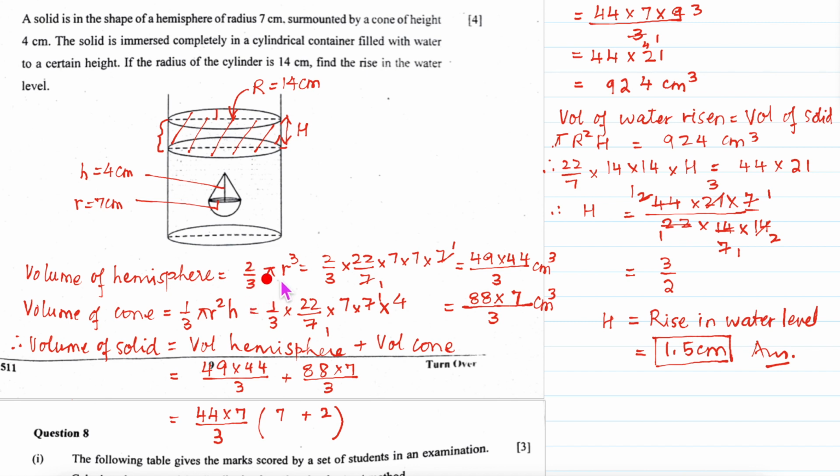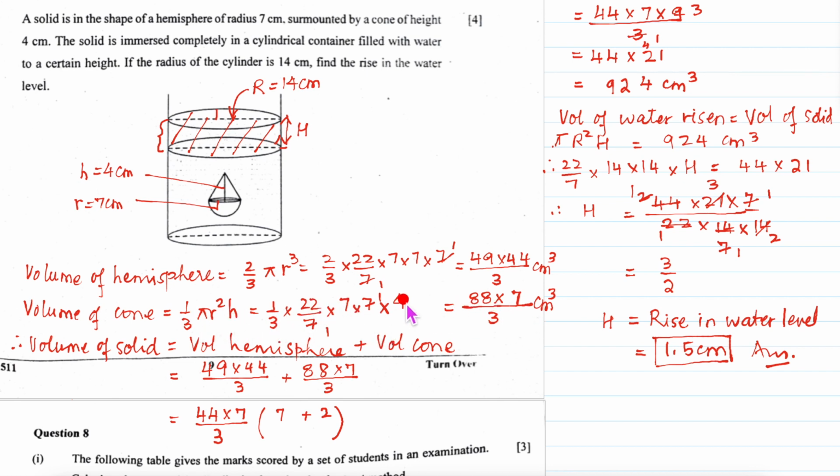So that will be 2/3 of pi r cube. You must remember the formulas. Substitute and you get your value upon 3. Now do not convert this into decimal, because this is not the ultimate answer. Let us look at volume of the cone. 1/3 pi r square h. Substitute and we get this.